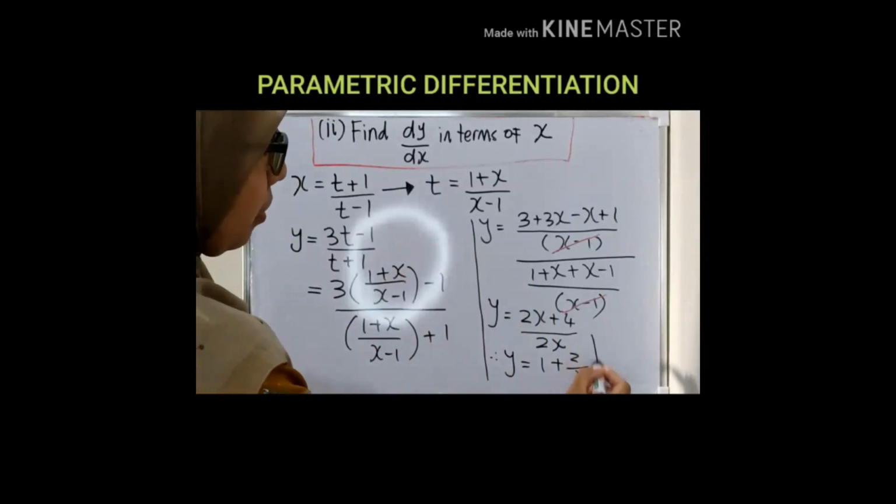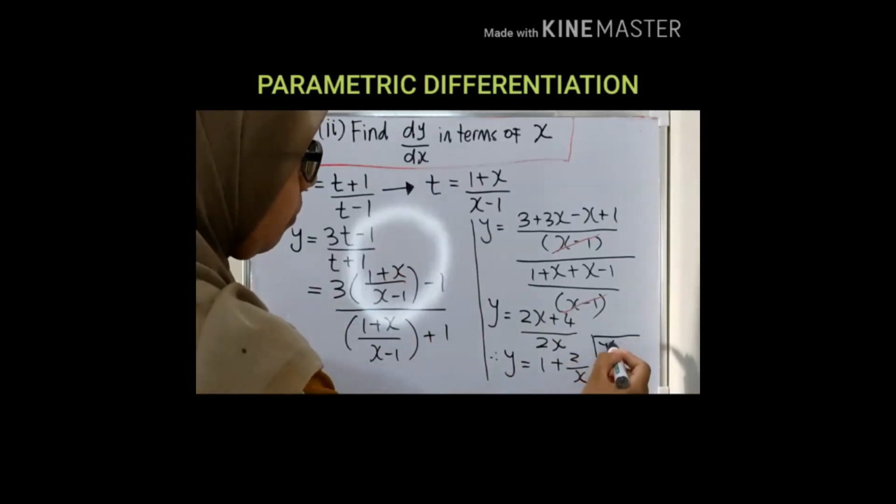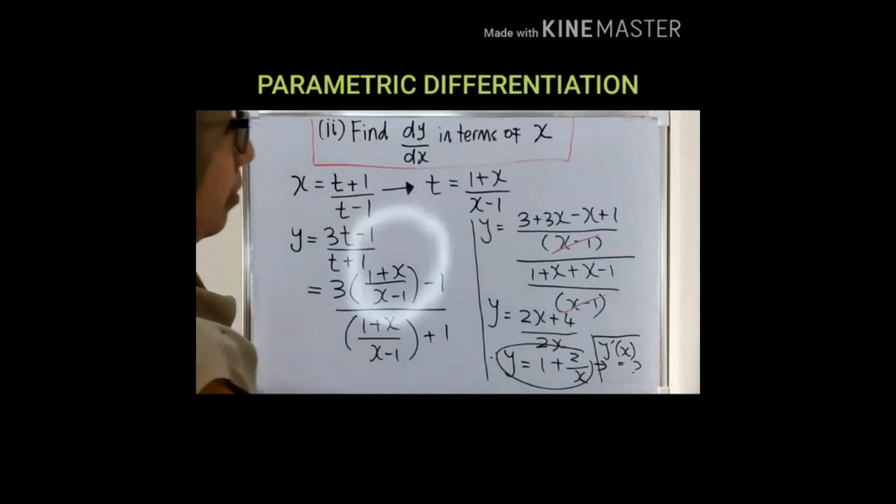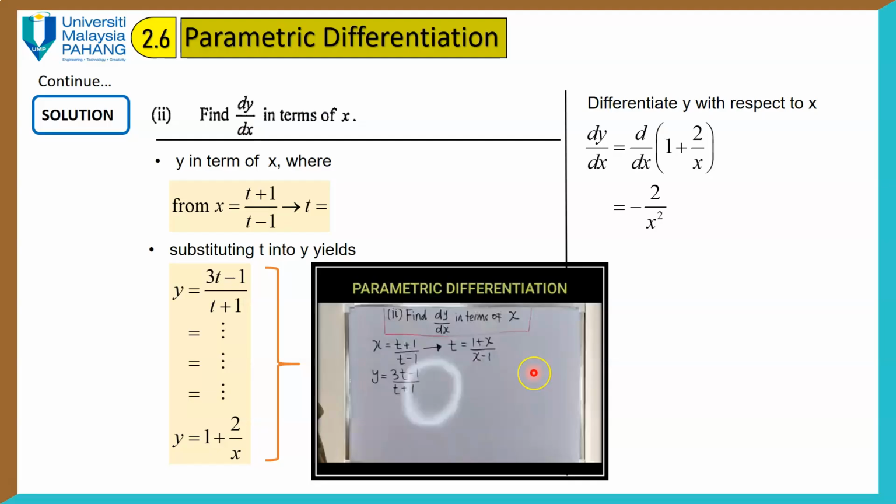And then from here you can find your y prime x. After you get your y, you can find the derivative of y by differentiating your y with respect to x. Then you should get negative 2 over x squared.